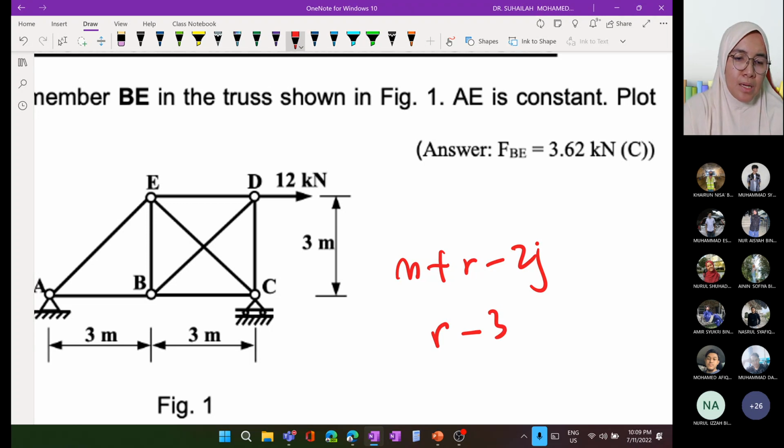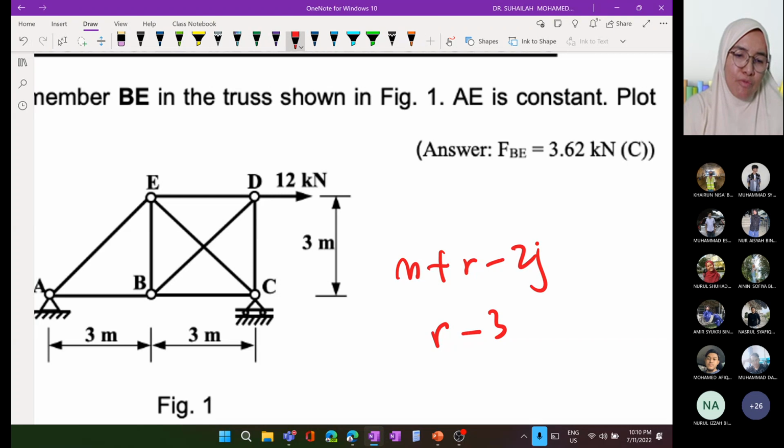Okay, so we need to check with these two formulas. Degree of indeterminacy: M is for member, R is reaction, J is joint. It is M plus R minus 2J for degree of indeterminacy. And we also have to check R minus 3. R minus 3 we use to identify whether the truss is internally or externally indeterminate. If R minus 3 is equal to 0, that means that the truss is internally indeterminate.